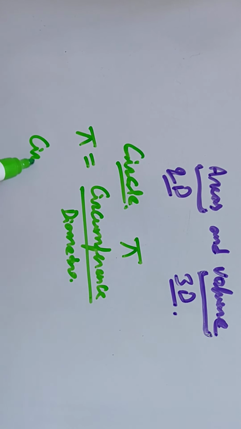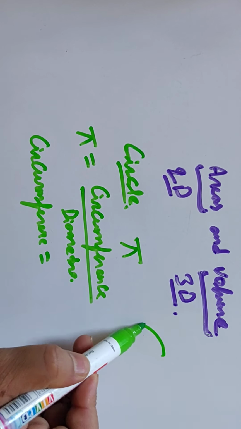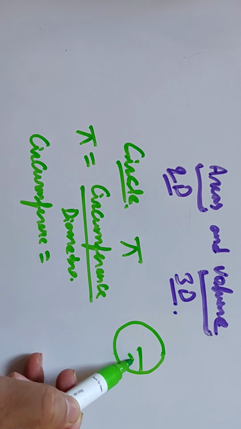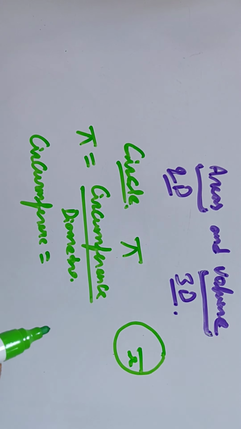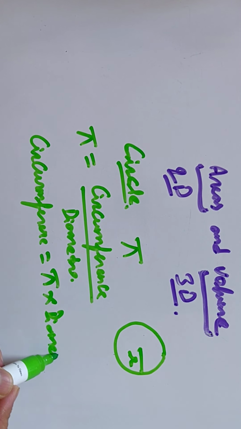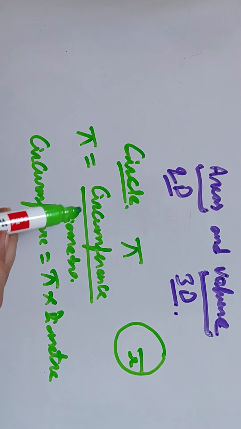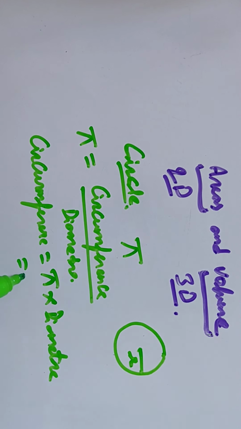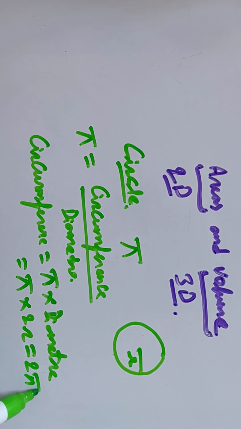Now if I wish to find the circumference of any circle which has, let's say, radius r, where r is the radius of the circle, then using cross multiplication, circumference will be pi times diameter. Now what is the diameter of the circle with radius r? It is going to be 2r. That is why the circumference of a circle is 2 pi r. So no need to memorize this, you can easily understand that. Alright.